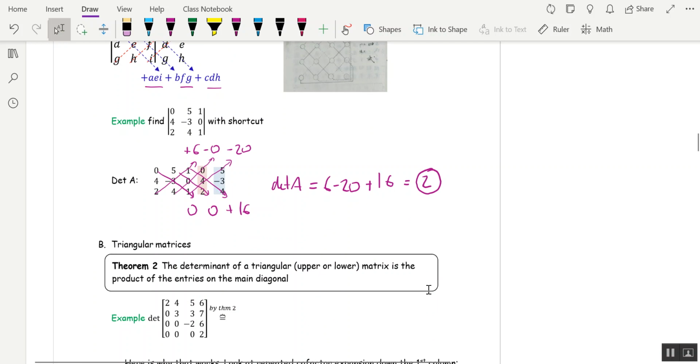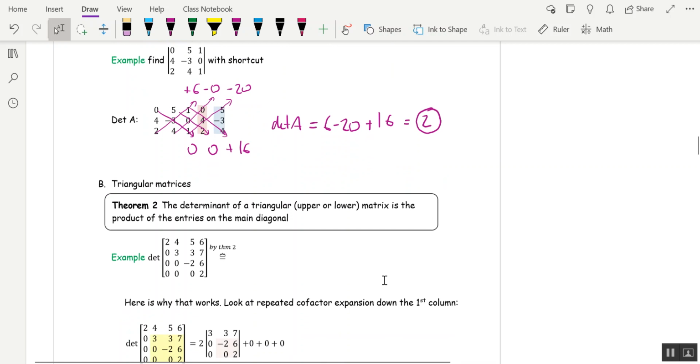Triangular matrices, this is not a gimmick and it's incredibly useful. If you have a triangular matrix, either upper or lower, the determinant is the product of the entries on the main diagonal. So here's an example. By theorem 2, the determinant of this matrix is the product of those numbers: 2 times 3 times negative 2 times 2, which is negative 24.